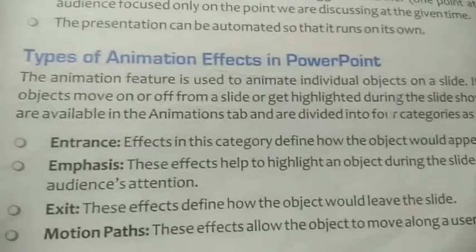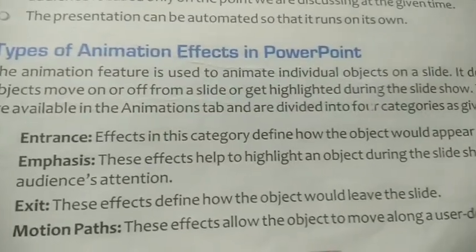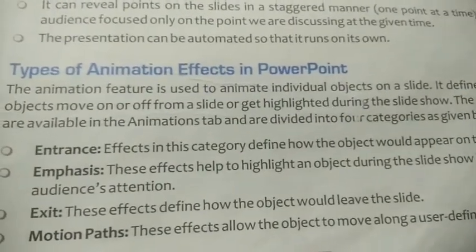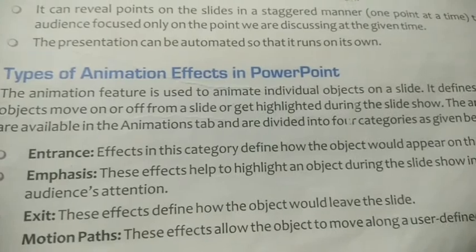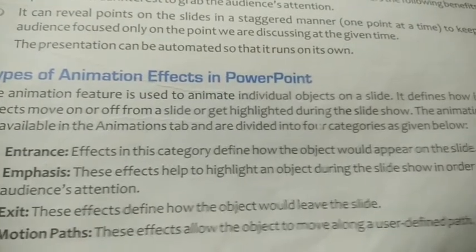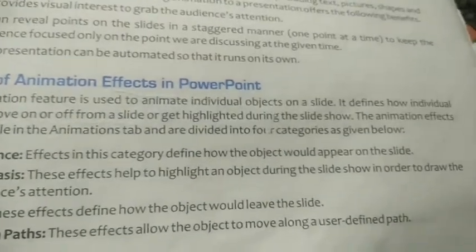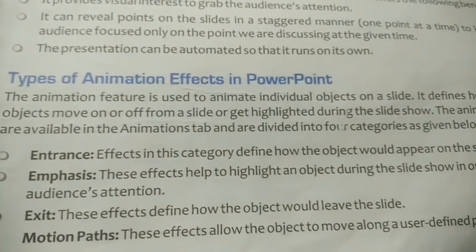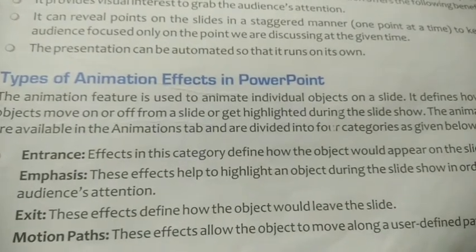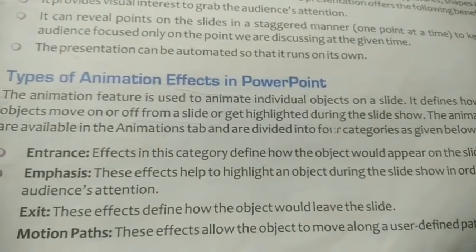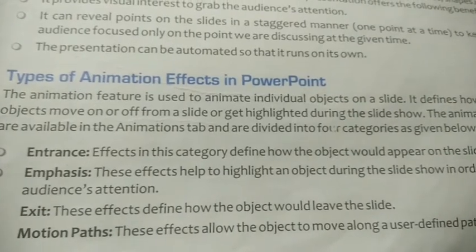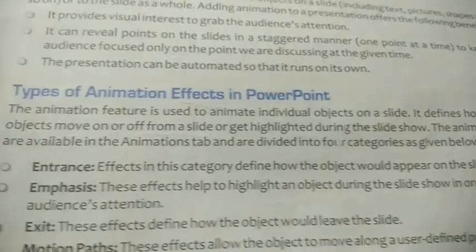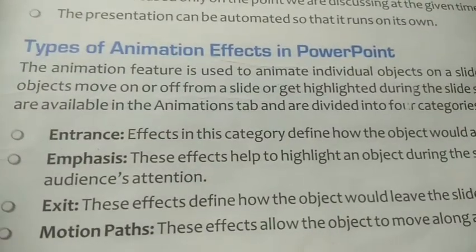So students, first of all, category entrance. Entrance means effects in this category define how the object would appear on the slide. Second is emphasis. These effects help to highlight an object during the slideshow in order to draw the audience's attention. Next, exit. Exit means these effects define how the object would leave the slide. Then motion paths. These effects allow the object to move along a user-defined path. So all are names of animations.